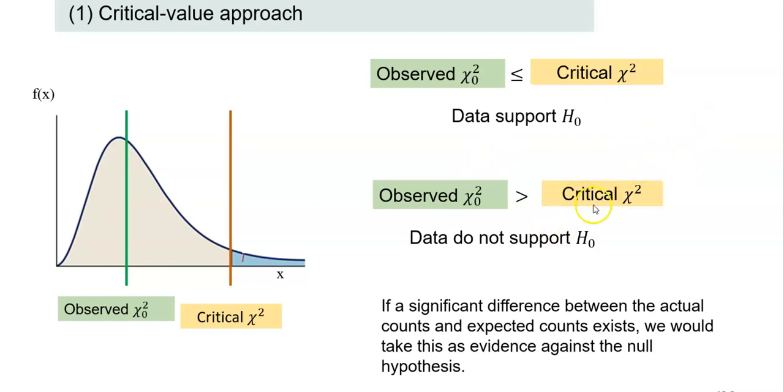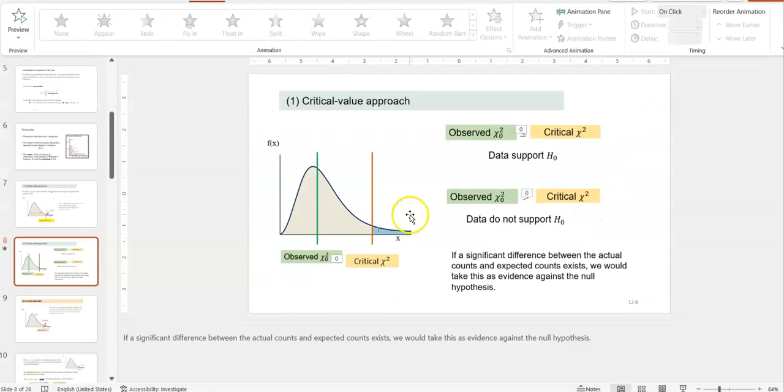On the other hand, if the observed value is greater than the critical value, somewhere here, then it indicates a significant deviation of observed values from the expected values. So we say that the data do not support the null hypothesis. In this case, the data support the alternative hypothesis, right?